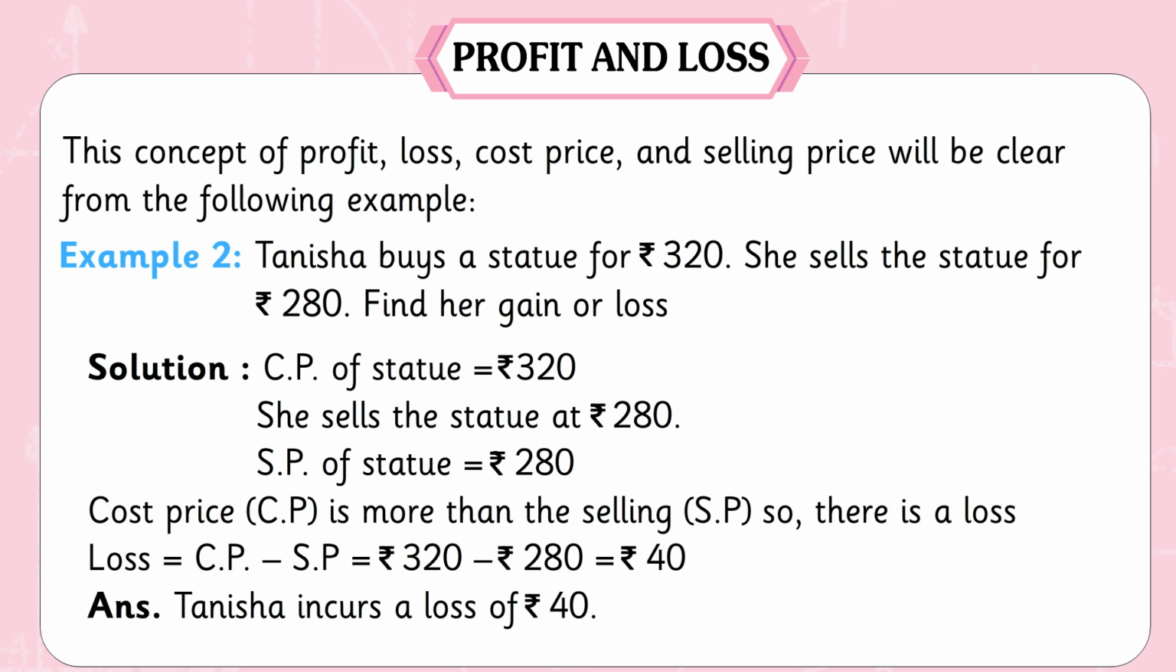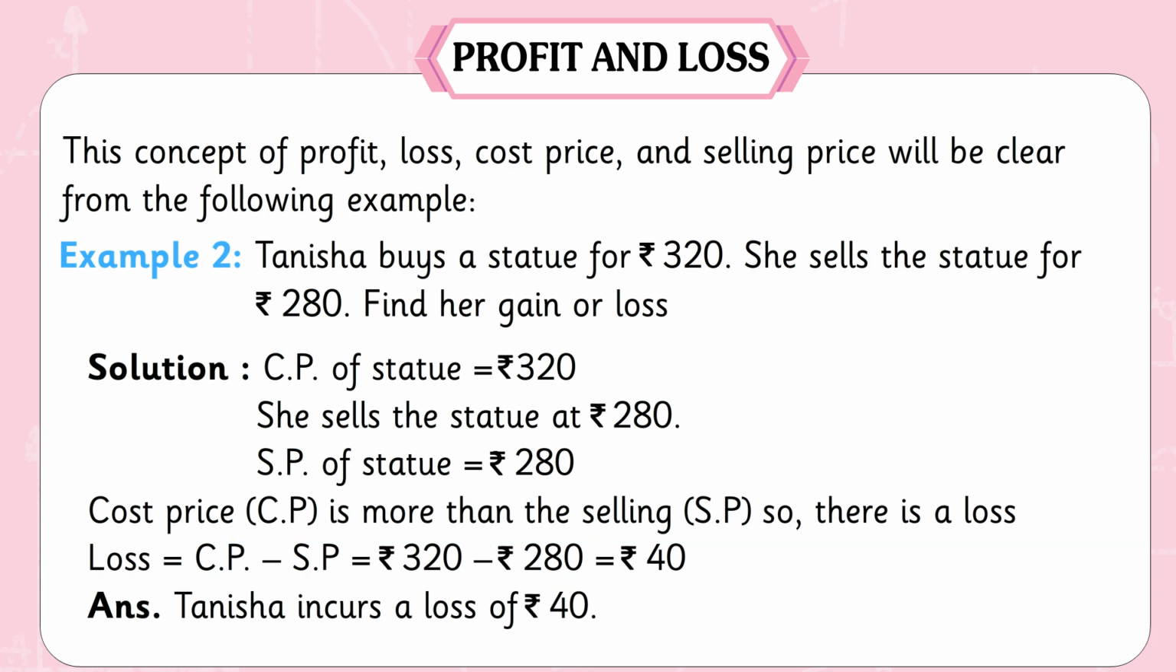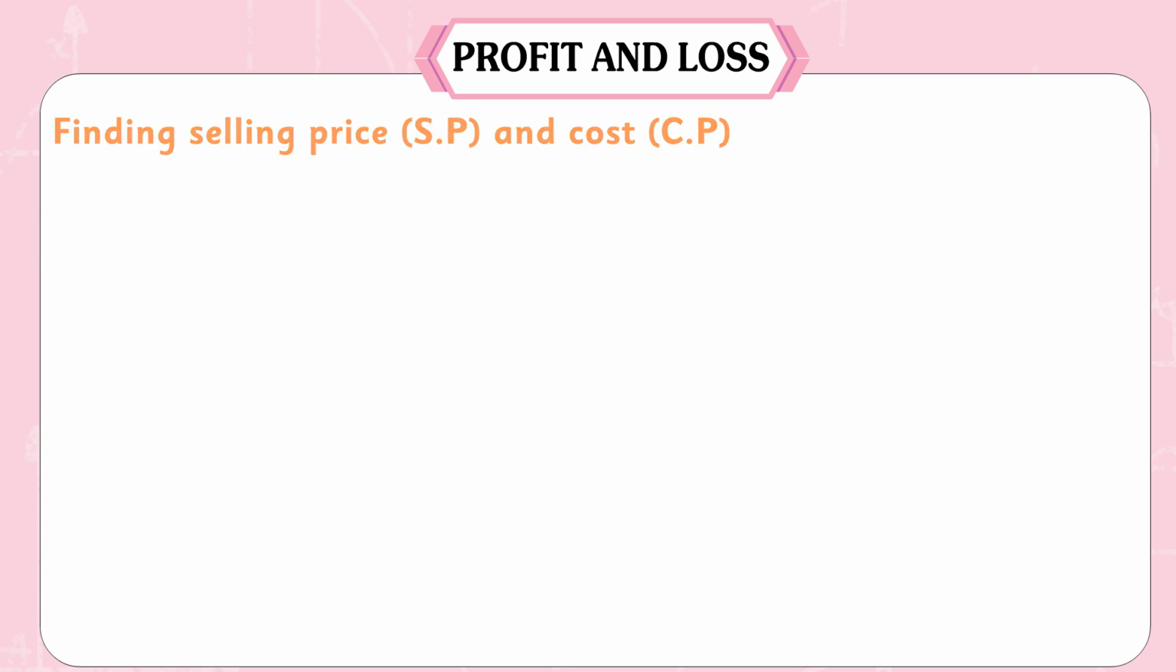Cost price CP is more than the selling price SP. So there is a loss. Loss is equal to CP minus SP is equal to ₹320 minus ₹280 is equal to ₹40. Answer. Tanisha incurs a loss of ₹40.